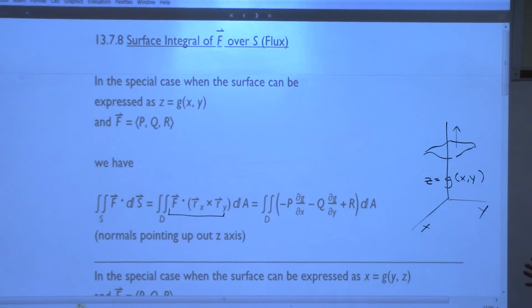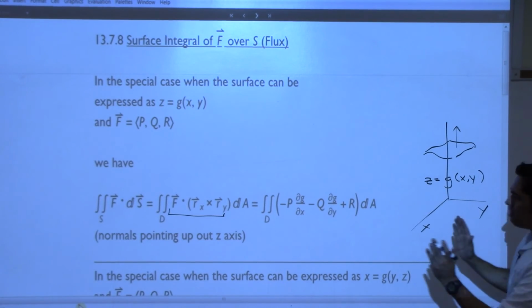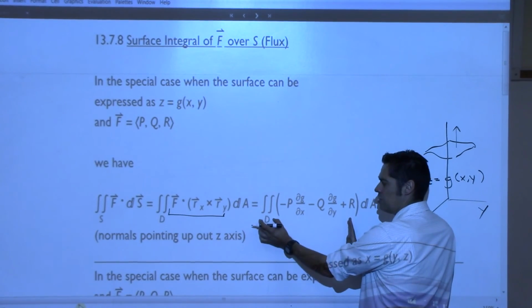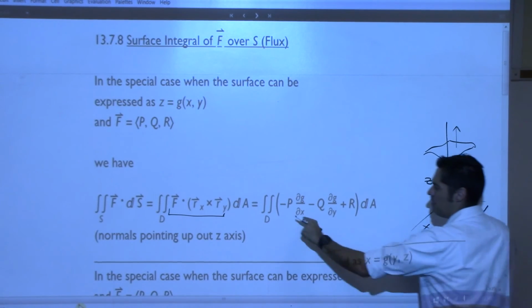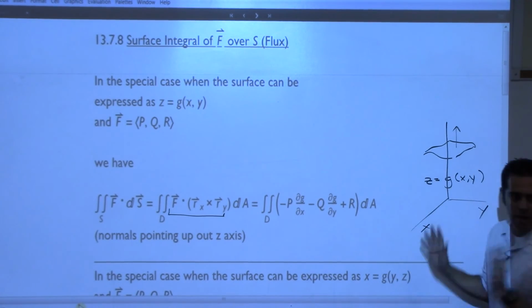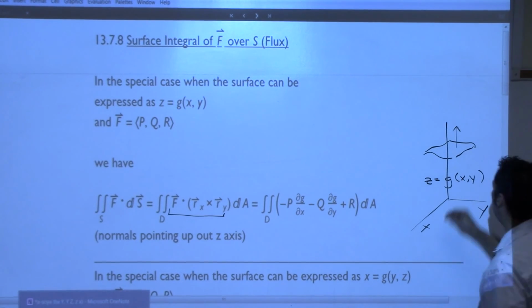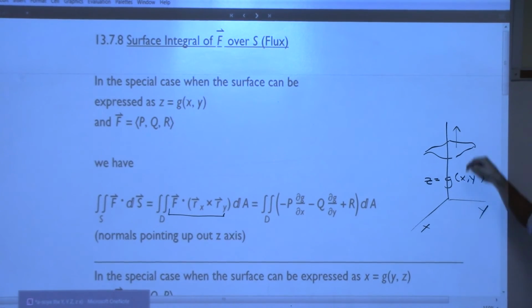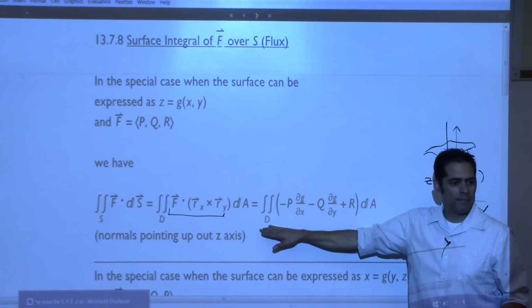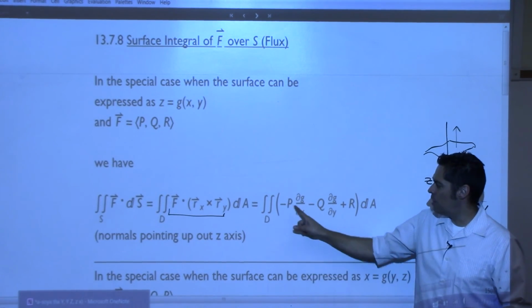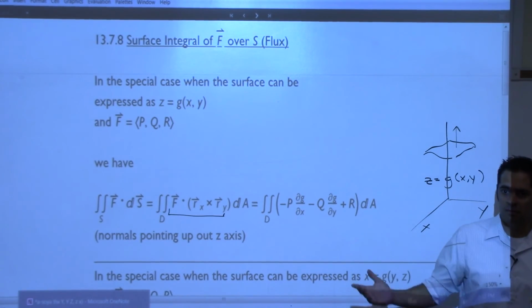So let's just back up and try to figure out what this is saying. If we're trying to find the flux through a surface, and we're looking at the normal vectors as pointing upward, and our surface is a function of x and y, then this is all we have to do: the double integral over the region D, which would be the shadow on the ground, of this computation with respect to area, and we're done. Now, what happens if the normals that you have are pointing out the bottom, which will be the case sometimes? How do you think this formula changes? All the signs change. This becomes plus, plus, minus, and that's it.